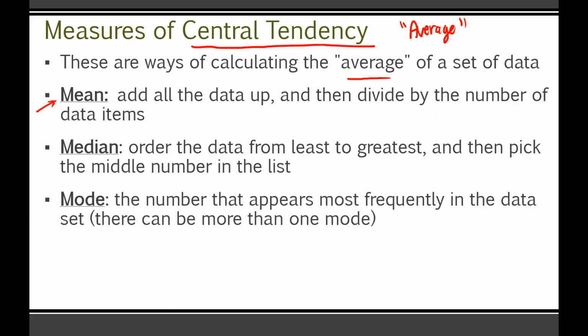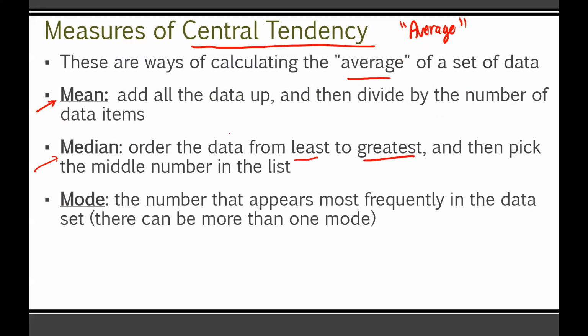When we find the average of something, usually that's the method we're doing. For instance, if someone wanted to say, what's the class average on a test? They'd probably use the mean because it's where you add everything up and divide by how many data items there are. The next one is called the median. This one takes a little bit more effort to do. The median is where you order your data from least to greatest.